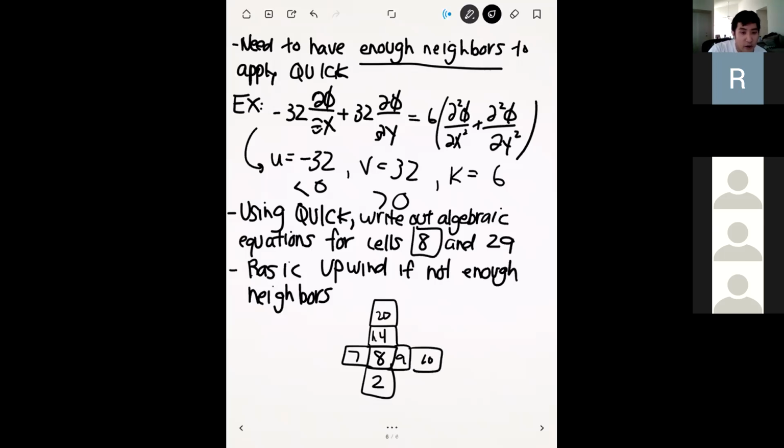So we can see right away that on the west side and the south side, we're short on neighbors, because we only have one neighbor before we run into the boundary of the domain. But on the north and the east side, we have plenty of neighbors that we can use for the Clique scheme. All right. Any questions on the problem setup?